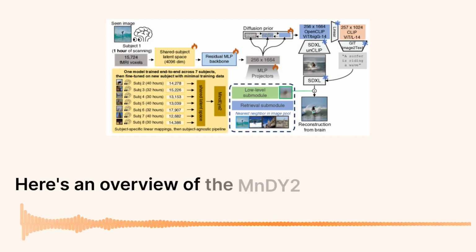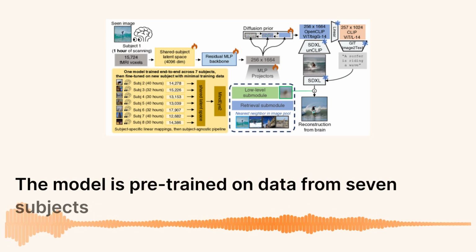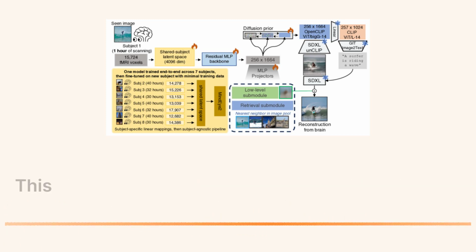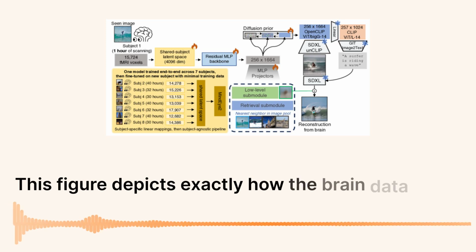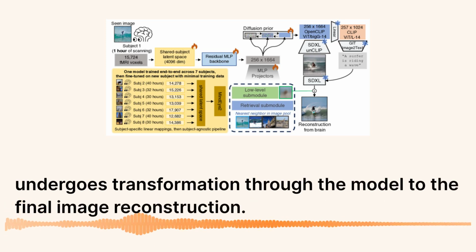Here's an overview of the MindEye2 pipeline. The model is pre-trained on data from 7 subjects and then fine-tuned with minimal data from a new subject. This figure depicts exactly how the brain data undergoes transformation through the model to the final image reconstruction.